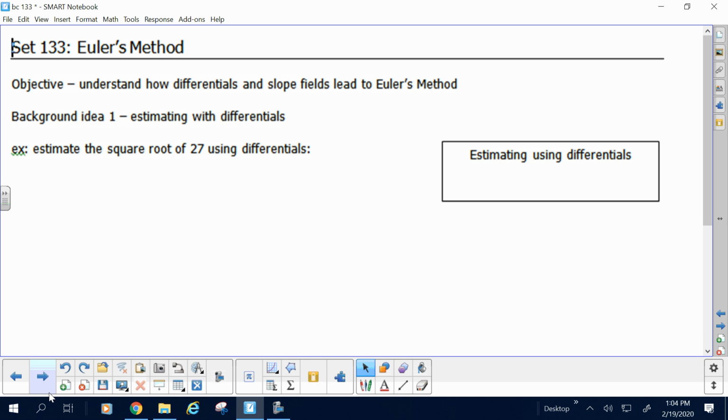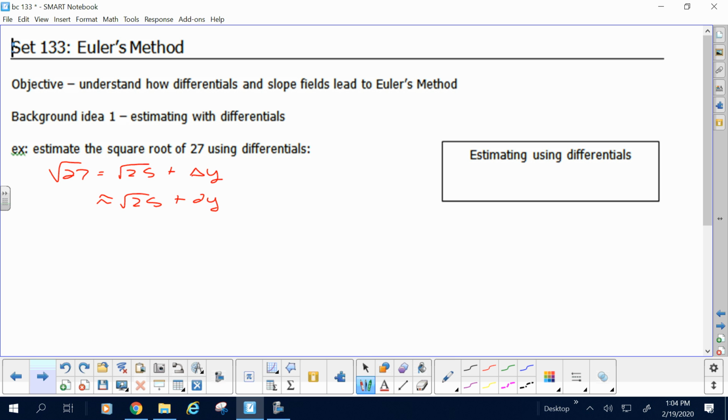Okay. Here we go. Would you agree that the square root of 27 is the square root of 25 plus some true change? Yes? And that can be estimated by the square root of 25 plus some differential change. And we know that the big idea of differentials is that if you take that big derivative fact and separate the differentials, the estimated change in y is the rate of change times some change in x, okay? Right? All of that's what you're looking at.